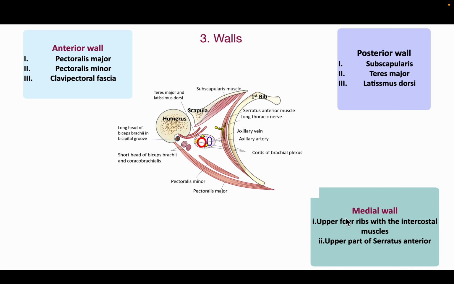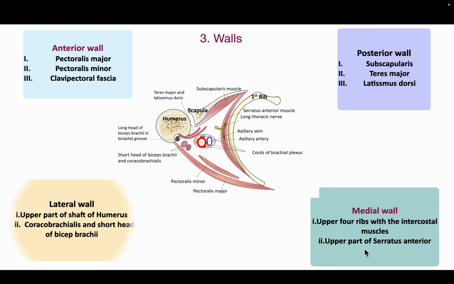Then it has the medial wall which is formed by the upper four ribs with intercostal muscles and upper part of the serratus anterior. Then it has the lateral wall which is formed by the upper part of the humerus along with the short head of the biceps brachii and the coracobrachialis. So these are the boundaries of the axilla.